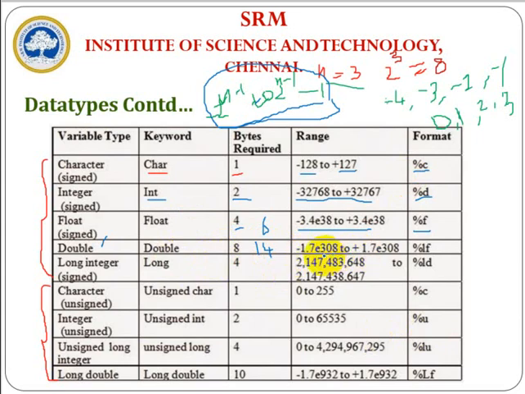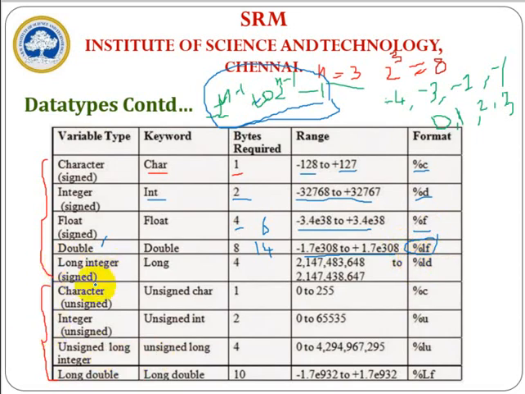And this is the range of the float and double data types. When you are trying to use your variable as a double, you need to use the format specifier %lf. Okay, so %lf is meant for the double data type.